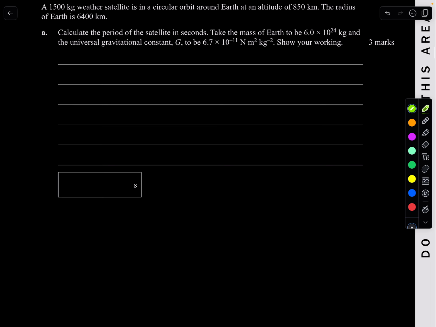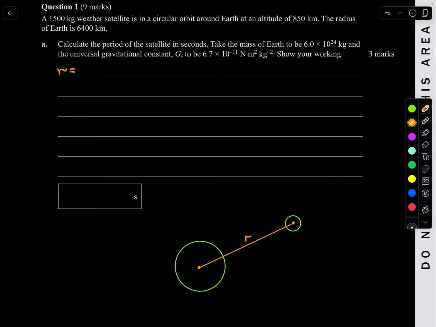So, what do we know? Let's draw a diagram of what we know. If I draw Earth as a circle, and let's say I draw a little satellite like this. We're given that the altitude is 850 kilometers, which, remember, is this over here. It's from the surface of the Earth to the center of the satellite. But remember, we want the orbital radius for calculations. Orbital radius is the distance between the centers of those two masses. So all we have to do is add the radius of the Earth. So the orbital radius is just the addition of the altitude and the radius of the Earth.